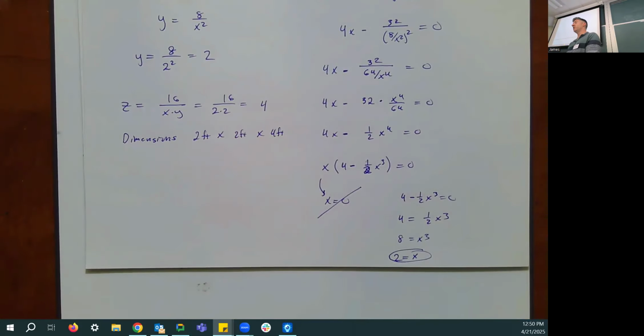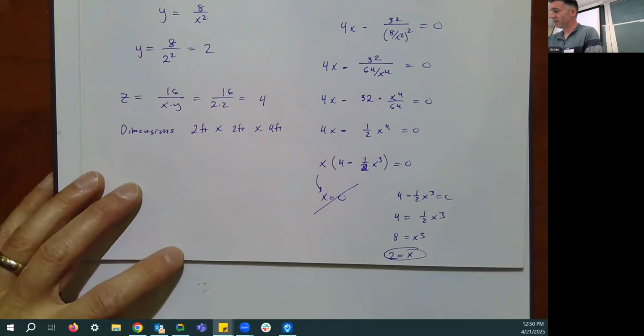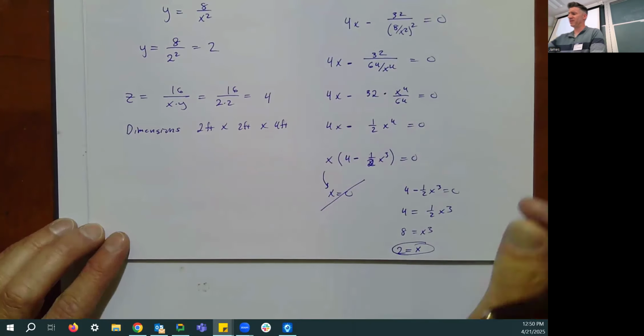Technically, we should probably check to make sure it's a minimum, which never feels fun after you've done all this work. I mean, okay, some of it is fun, but yeah, it really does not feel fun.